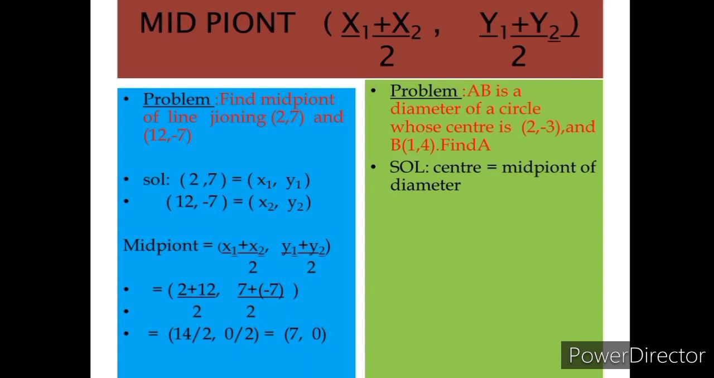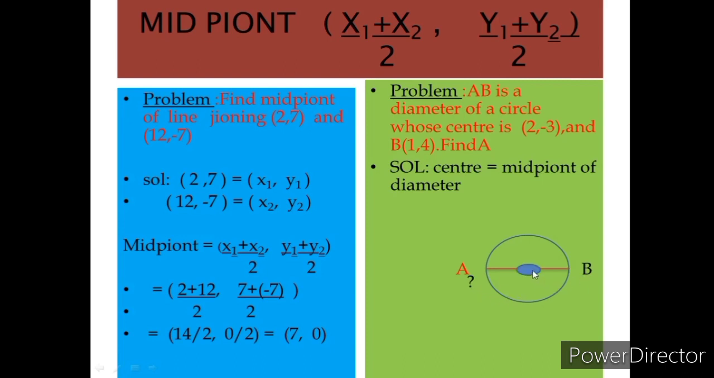Here the center is nothing but the midpoint of the diameter. Therefore you have to draw a circle. Okay, isn't it? Then you have to draw the diameter. This one is a diameter. Then this is one endpoint, A. This point is A. The other point is B, the other endpoint. Thereafter you have to find out A. A is the question mark here.